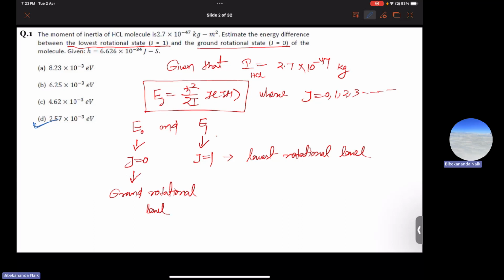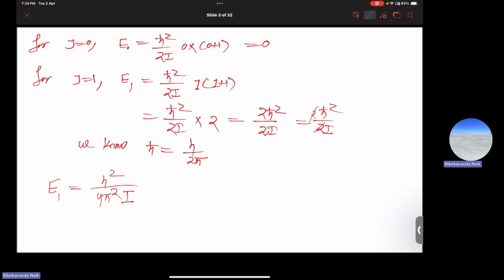We know the expression for the rotational energy of a level having quantum number J is given by h cross square divided by 2I into J into J plus 1, where the value of J varies from 0 to higher values, like 0, 1, 2, 3. I is the moment of inertia, which is also given for the HCl molecule as 2.7 into 10 to the power minus 47 kg meter square. If you put the values of J equal to 0 and J equal to 1, you will easily get the values of the two levels. Since the J equal to 0 level is 0 only, the difference in energy is nothing but the value of the J equal to 1 level.